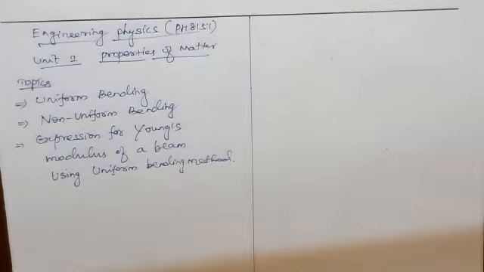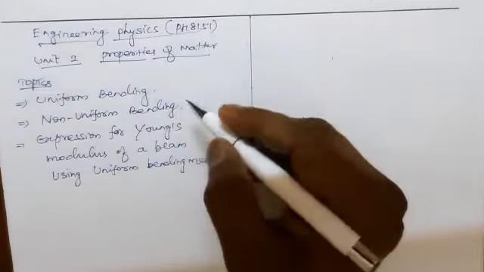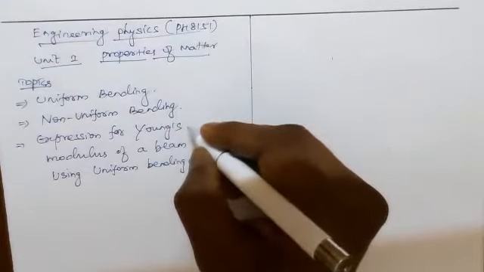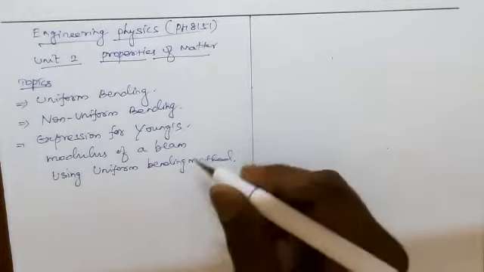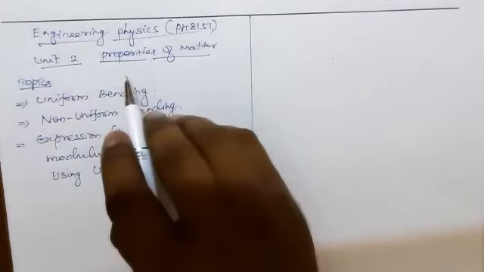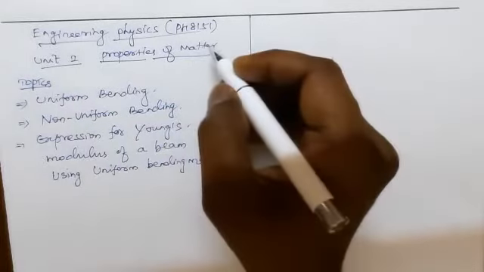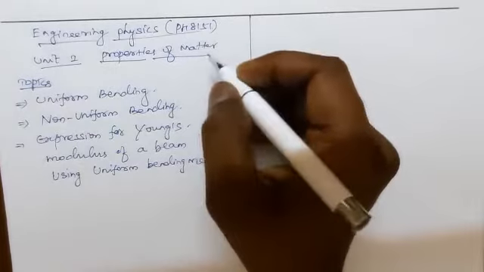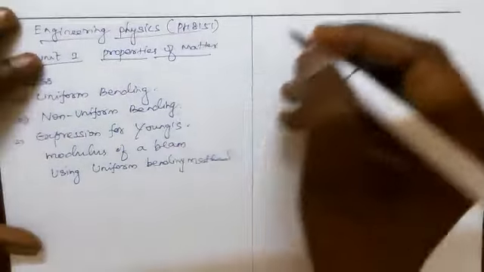In this video lecture, I am going to talk about uniform bending, non-uniform bending, and the expression for Young's modulus of a beam using the uniform bending method. These topics belong to the first unit, Properties of Matter, in the paper Engineering Physics PH8151. Okay, let us move to the topic uniform bending.